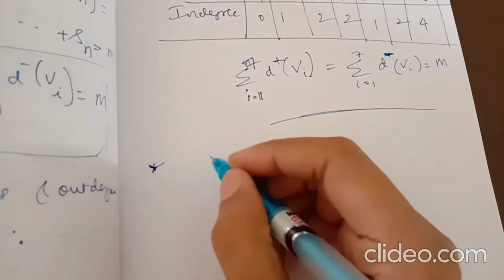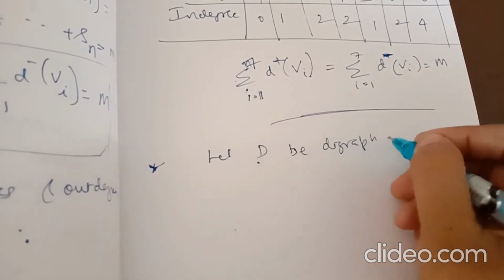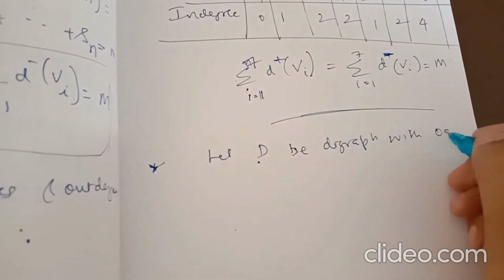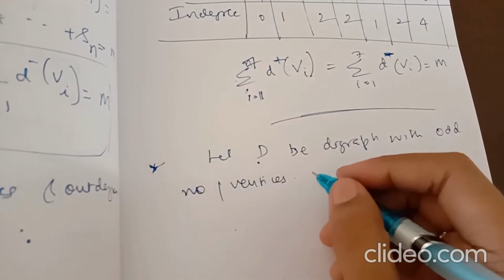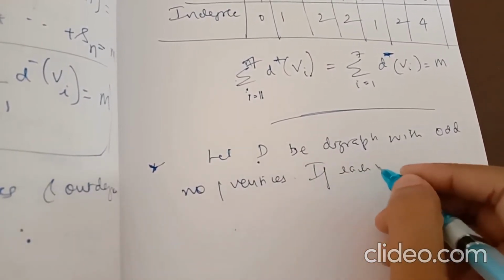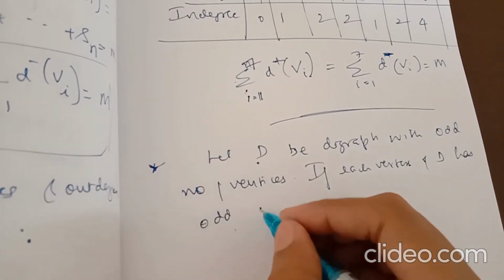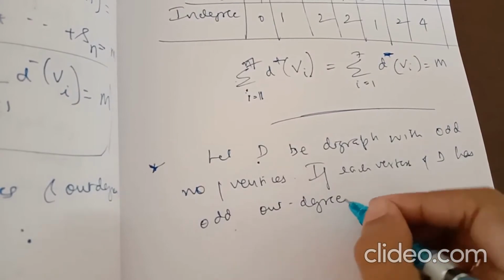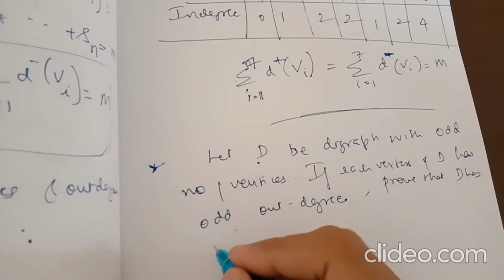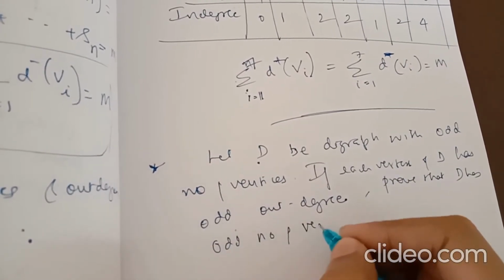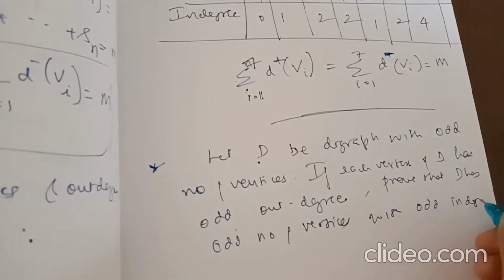Okay. The next question is, let D be a digraph with an odd number of vertices. They have told you that there is a digraph with an odd number of vertices. And if each vertex of D has odd out degree, prove that D has an odd number of vertices with odd in degrees. Okay, this is the question.